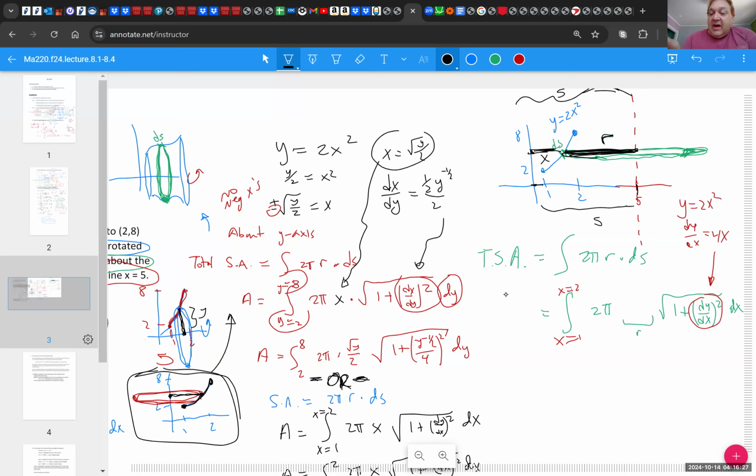We know this little distance is x. So you have 5 is the total distance from the y-axis. x is this little smaller distance from the y-axis. So what's r? It's just got to be the 2 subtracted, right? So r is equal to 5 minus x. All right, so that means we have 5 minus x as our radius. And now we're going to put everything in terms of x's and then do our antiderivative or integration. And we are all set for the last surface area calculation.